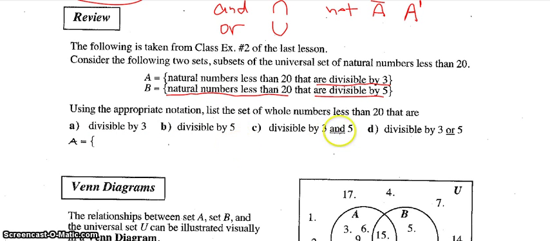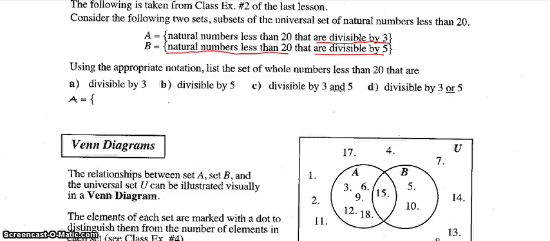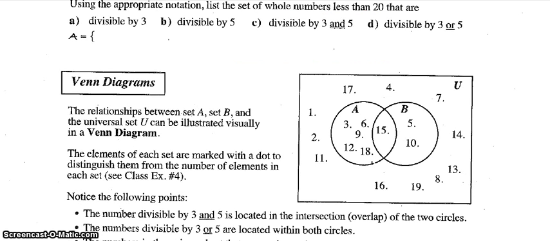How about 3 and 5? It has to be divisible by both. There's only one number divisible by 3 and 5, which is 15. 3 or 5: between all the multiples of 3 and all the multiples of 5, any will work. So 3, 6, 9, 12, 18 will be part of the set, and also 5, 10, 15. Now, we can put this information in a Venn diagram.